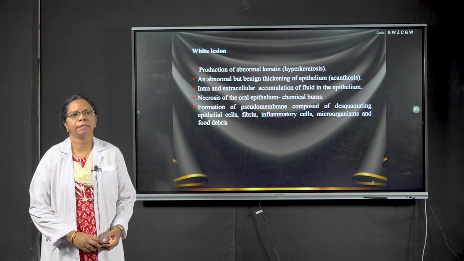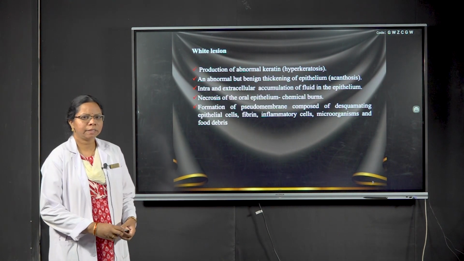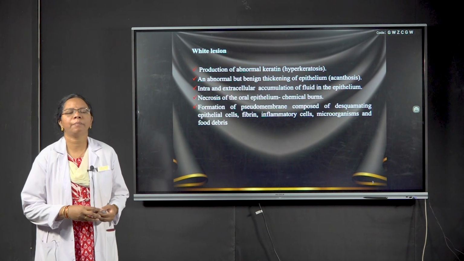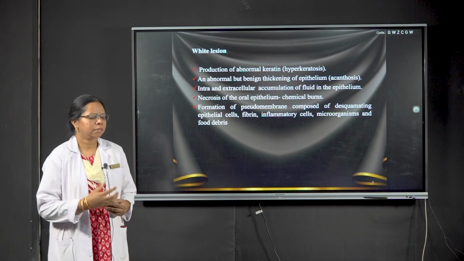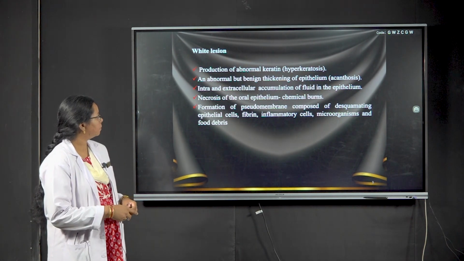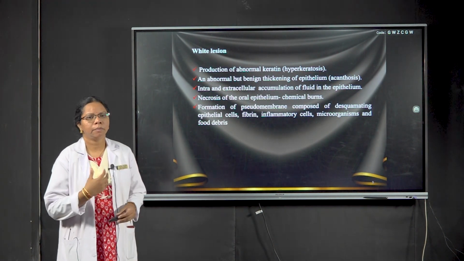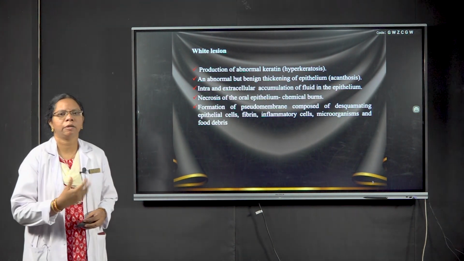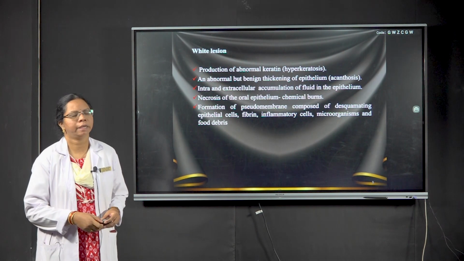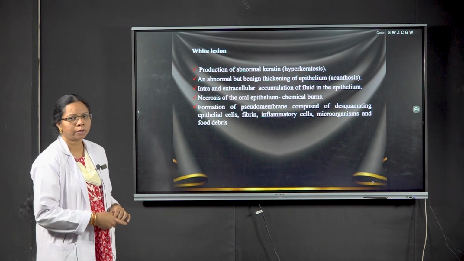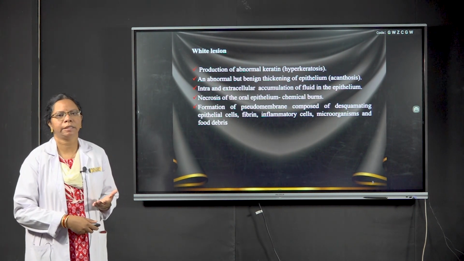The first reason is hyperkeratosis. Whenever there is any sharp cusp, sharp denture flange, or sharp restorations, the mucosa will react to that and produce a greater amount of keratin. So it is known as hyperkeratosis, which appears clinically white in the oral cavity.